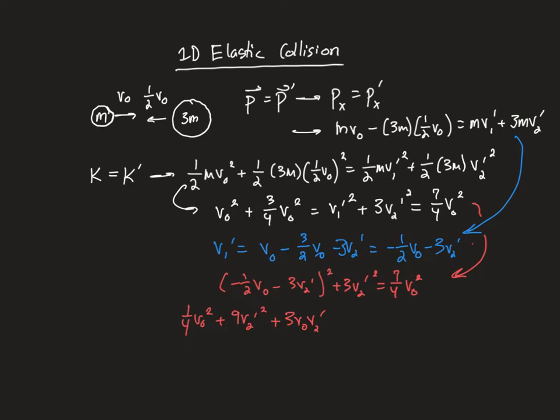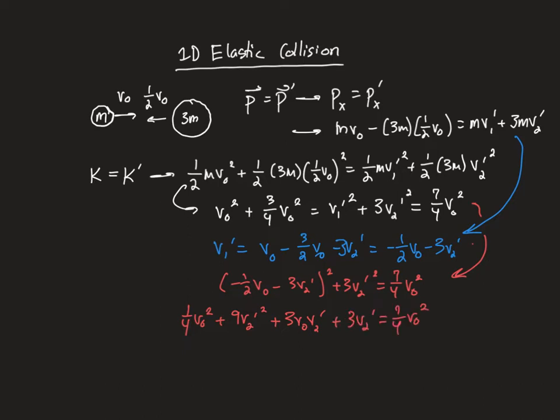1/2 a quarter squared, that 3v2 prime becomes 9v2 prime squared, and then the cross term is 3 times 1/2. The minus signs cancel to give positive. 3 times 1/2 is 3/2 times 2, because there's 2 of them, just gives me 3, and then a v0 times v2 prime. And then the rest of the equation just follows along.